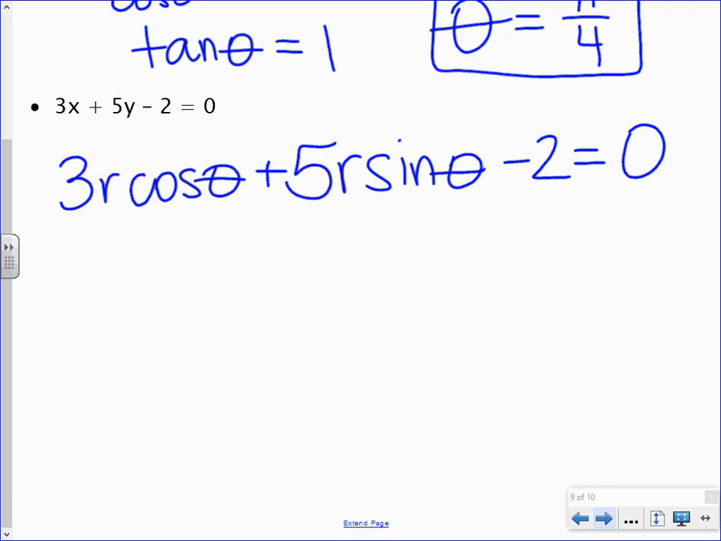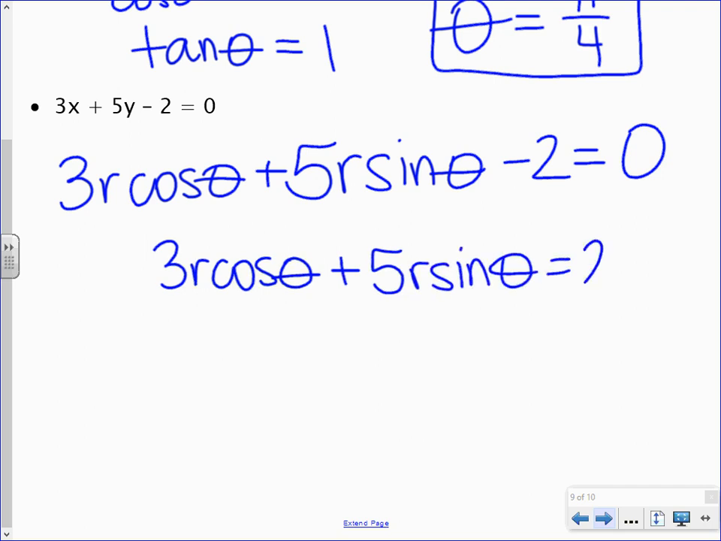From here, all we have to do is solve for r. Okay? So we can add 2 over to the other side because it doesn't have an r. And if we are solving for r, what could we do to the left side? We can factor out an r.